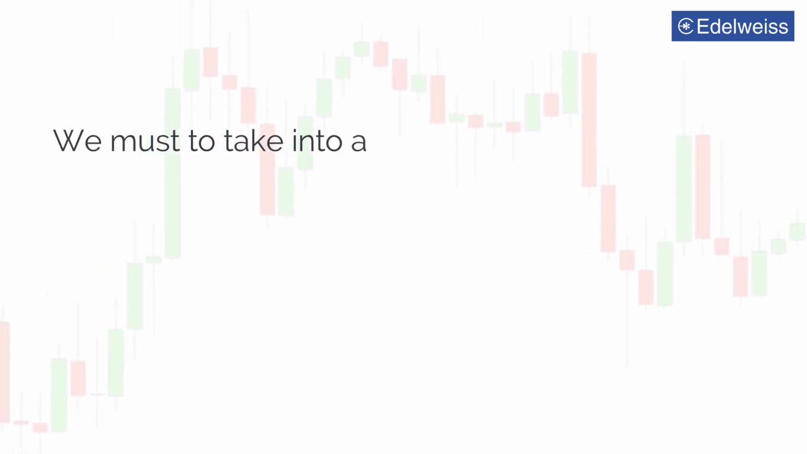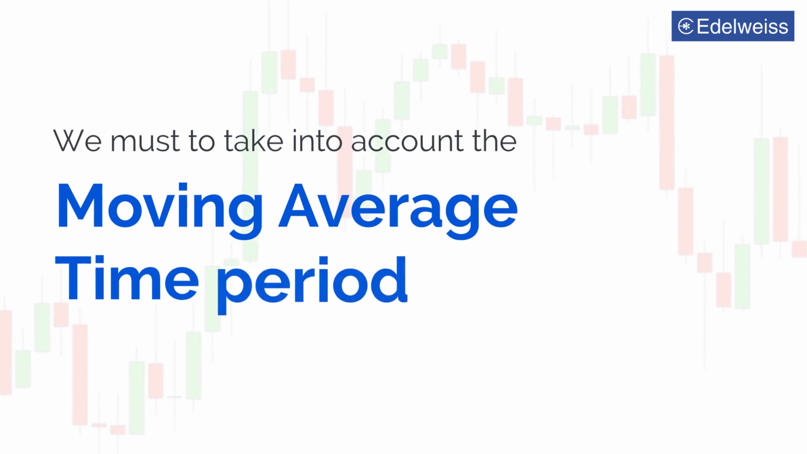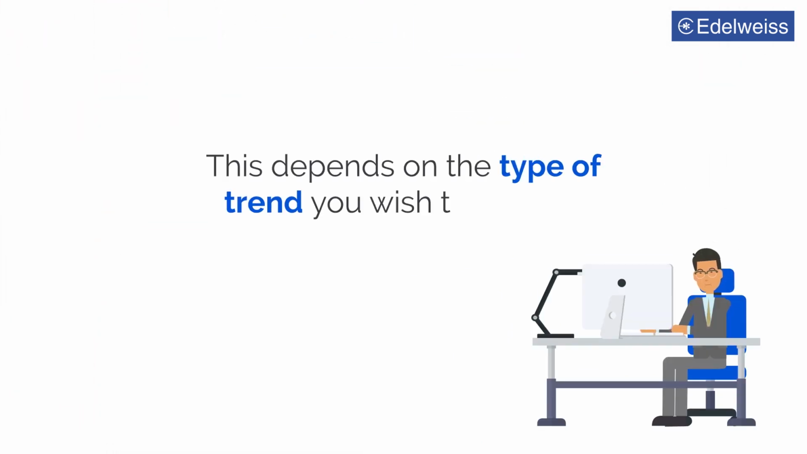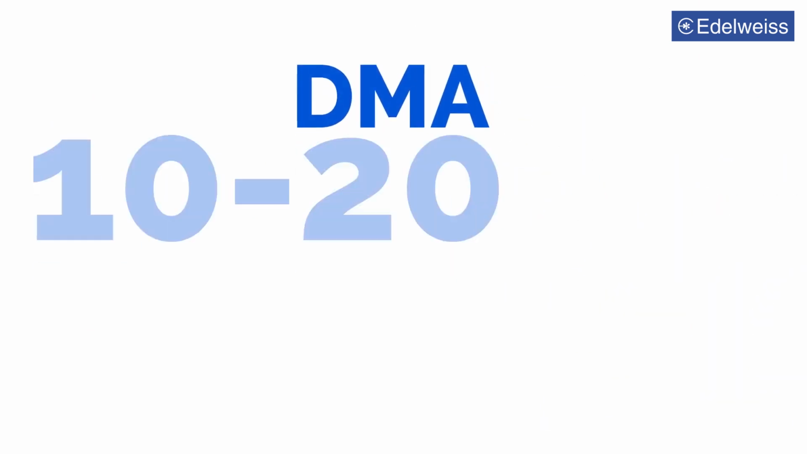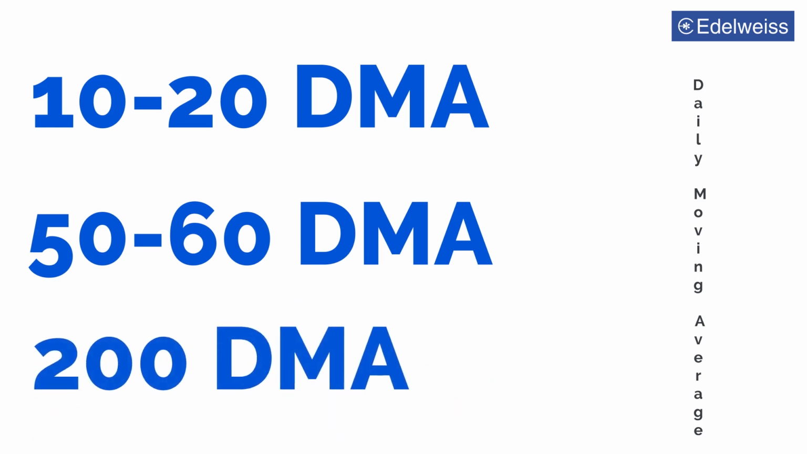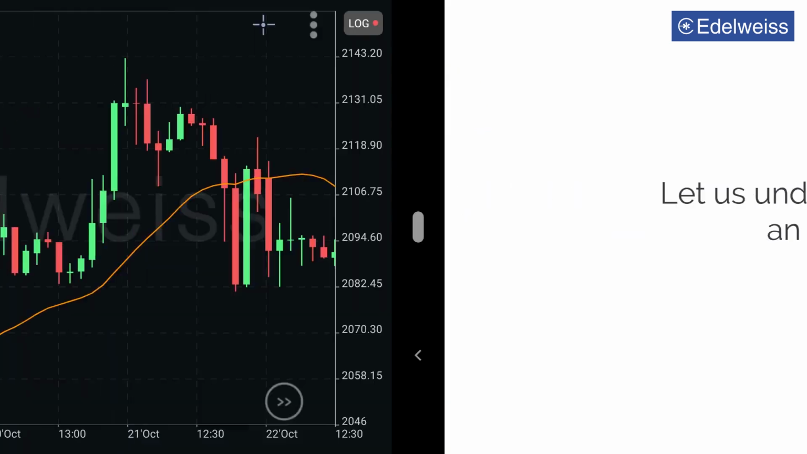For determining the trend directions, we must take into account the moving average time period. This depends on the type of trend you wish to analyze. The most commonly used time frames are 10-20 DMA, that is, daily moving average for short term, 50-60 DMA for mid term, and 200 DMA or more for analyzing long term trends. Let us understand this with an example.